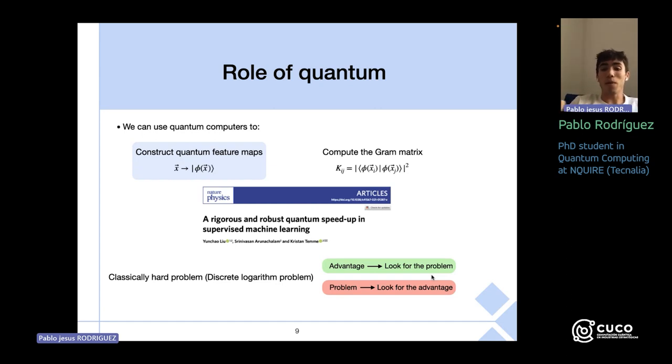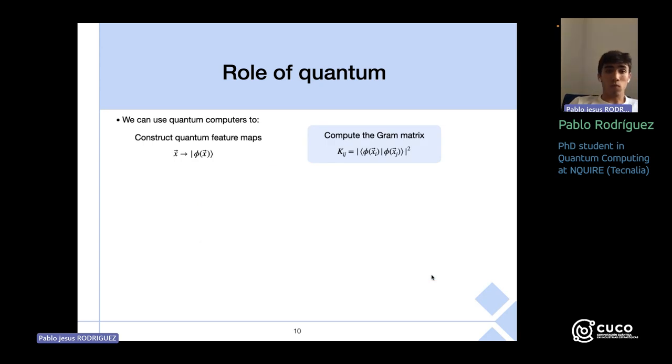The ideal would be to have a problem and look for the advantage using quantum tools. However, so far, the state of the art is that we are still trying to show the advantage theoretically and not for real problems. These are toy models designed to show that in some cases we can find some advantage using quantum. And what we can also do is compute the Gram matrix on a quantum computer.